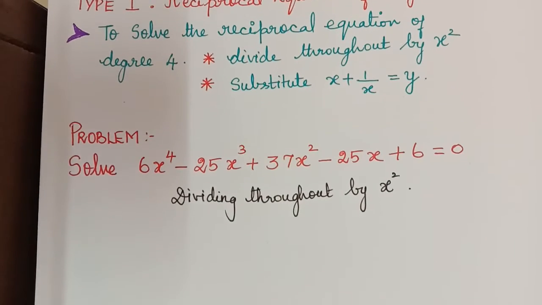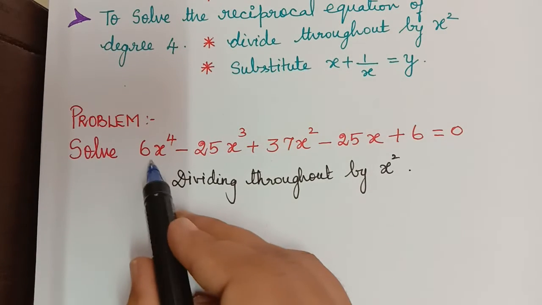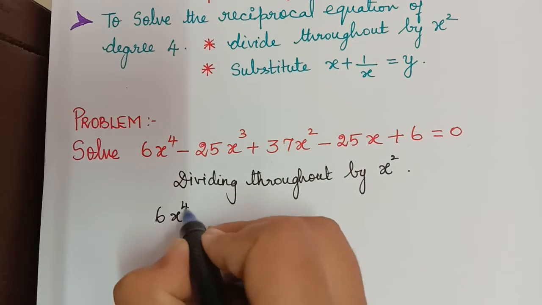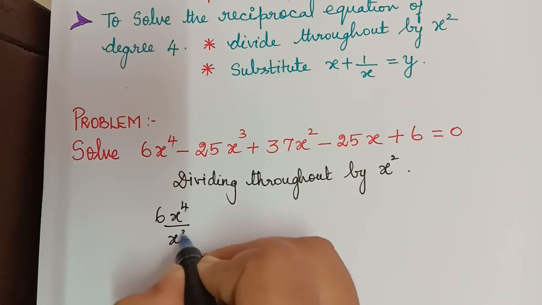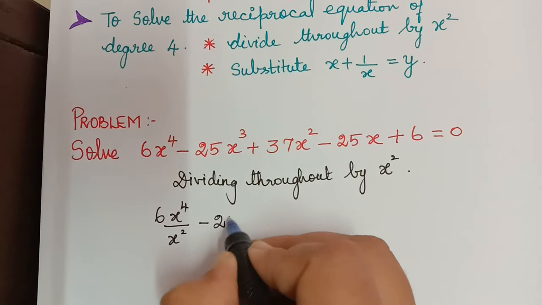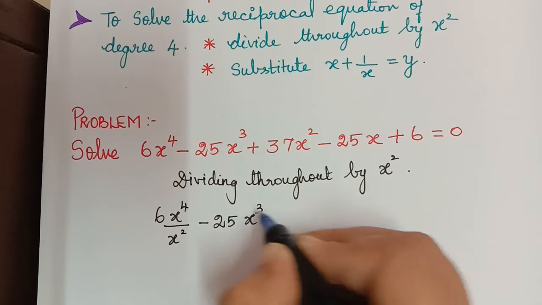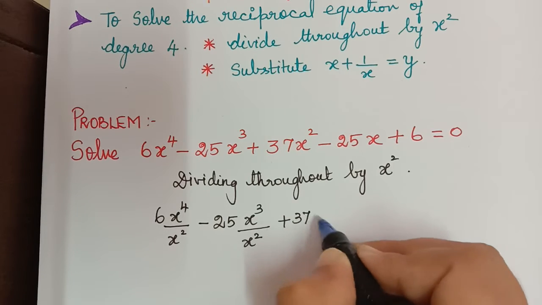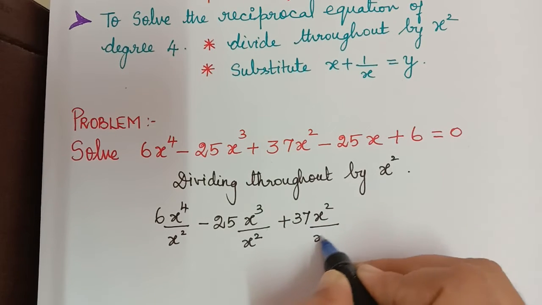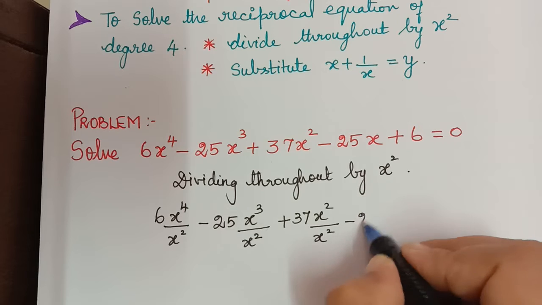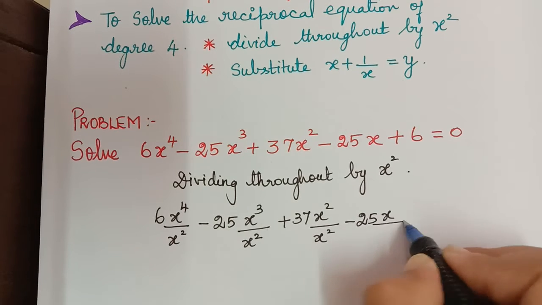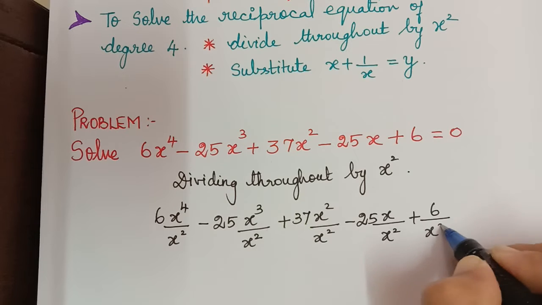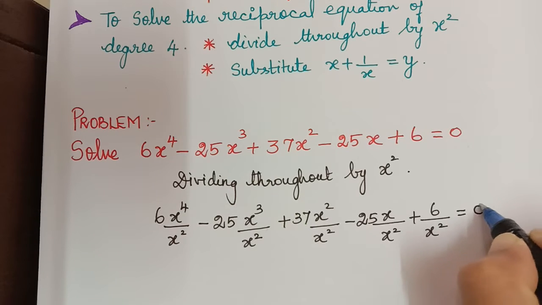So what will have to happen to the given equation? Now here we have 6x power 4. So we have to divide this x power 4 by x square. Then negative 25 x cube divided by x square plus 37 x squared divided by x square, negative 25x divided by x squared plus 6 divided by x squared is equal to 0.